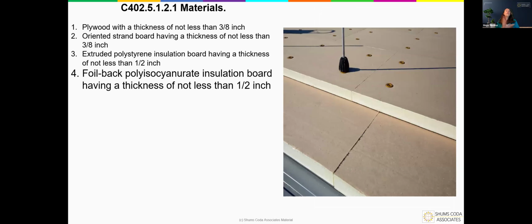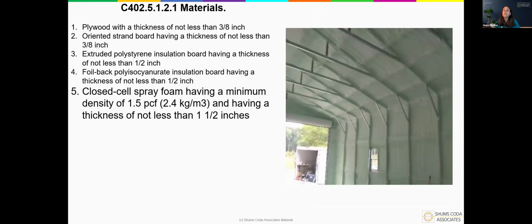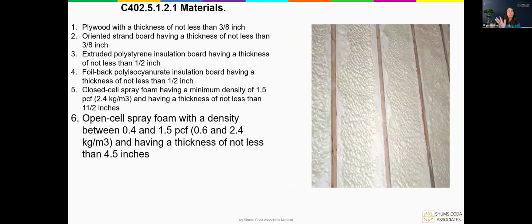Our foil-faced polyiso, as long as it's at least a 1/2 inch, can be your air barrier. Closed cell spray foam, per the code, has to have a thickness of not less than 1.5 inches. But if you found a manufacturer that said, hey, I can do it at 1.25 inches, then you can go with the manufacturer's installation instructions. But typically, once closed cell spray foam hits 1.5 inches, it's also an air barrier.